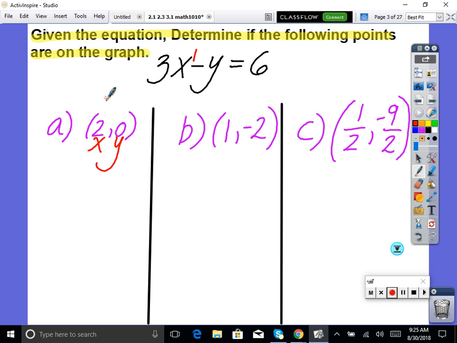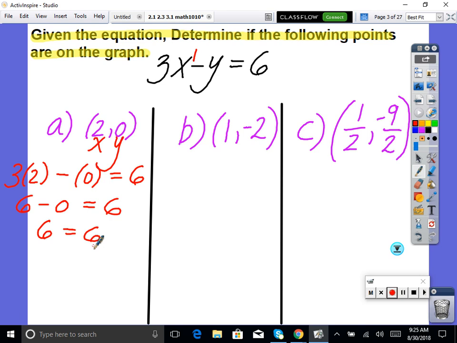So plugging in for x equals 2, so we would have 3 times 2 minus y is 0. Notice I'm using parentheses equals 6. So wouldn't that be 6 minus 0 equals 6, 6 equals 6? Yeah? Is that a true statement? Yes. So if we were to graph it, that point would be on the graph. Make sense?